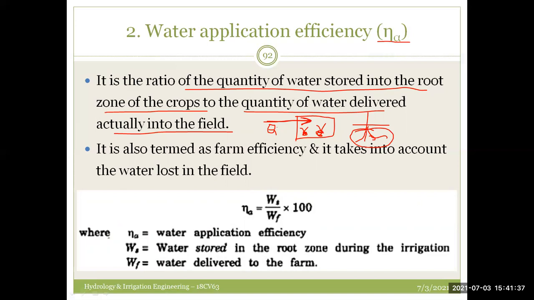For example, if you are supplying 2 cubic of water, in that, the root zone can extract only 1 cubic, it can store only 1 cubic.